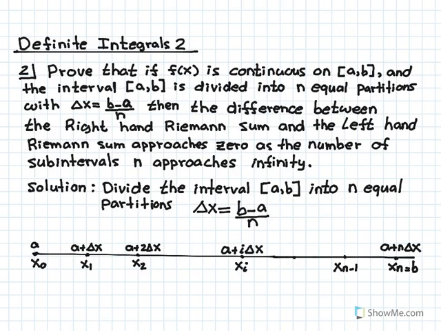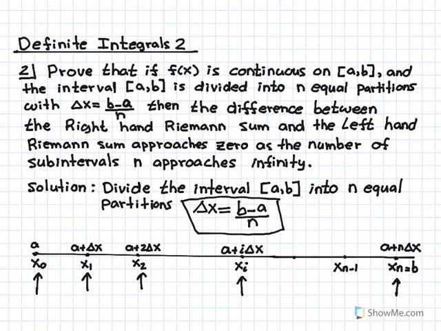We start by dividing the interval ab into n equal partitions with delta x equal to b minus a divided by n. You can see on the line that we've drawn here, these are the values of x for which we evaluate the function. So x0 is a, that's your starting point. x1 is one partition away, that's a plus delta x. x2 is a plus 2 delta x. xi in general is a plus i delta x. And xn, that's just your b, that's going to be a plus n delta x.